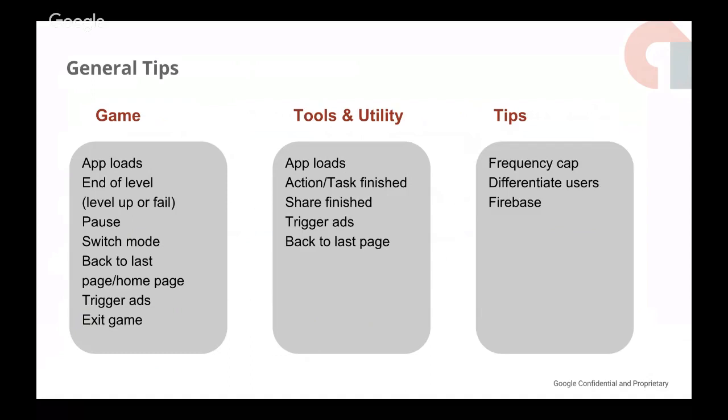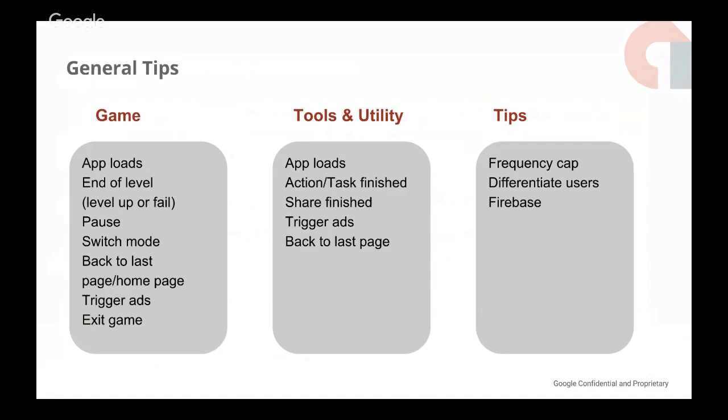So when you keep this in mind, you definitely will understand that when it comes to gaming apps, the interstitial placement has to be after the user has completed a certain action, or after the users have played your apps for quite a long time. So that would be the golden tip for gaming apps.